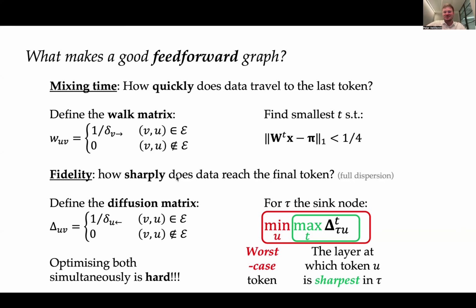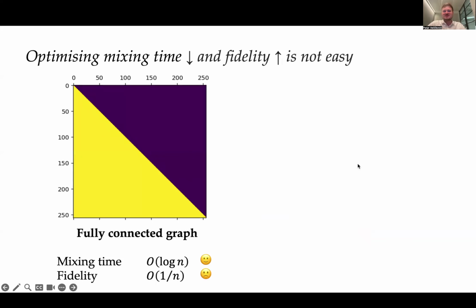So keeping mixing time low and fidelity high, really tricky. And hopefully you can see this on the specific cases of, here, for example, we have fully connected graphs, which is like a standard kind of causal attention mask. The mixing time is logarithmic, so that's good. However, the fidelity is only 1 over n. You can never do better than just pure averaging of everything in a graph like this. So that's not so good.